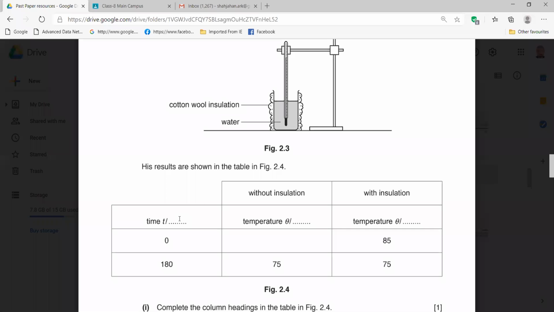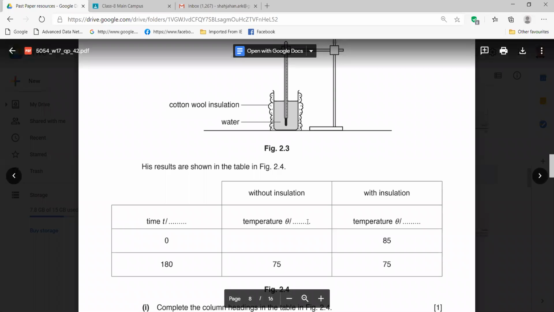Okay. Then second, second is done. Then temperature. The temperature is theta, without insulation, with insulation. Both are degrees Celsius.